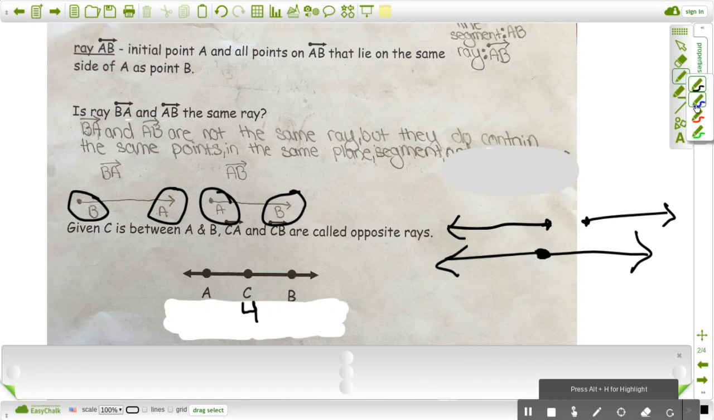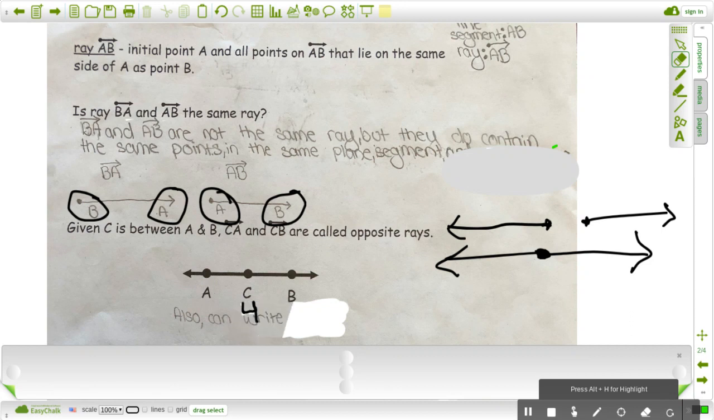So if they ask you what are the pairs of opposite rays, you can say ray CB is opposite to ray CA. Remember, C is the endpoint for this ray and also this ray. You probably don't remember this, but in the beginning of the video, I told you that you can write it as a line segment. Same thing over here.